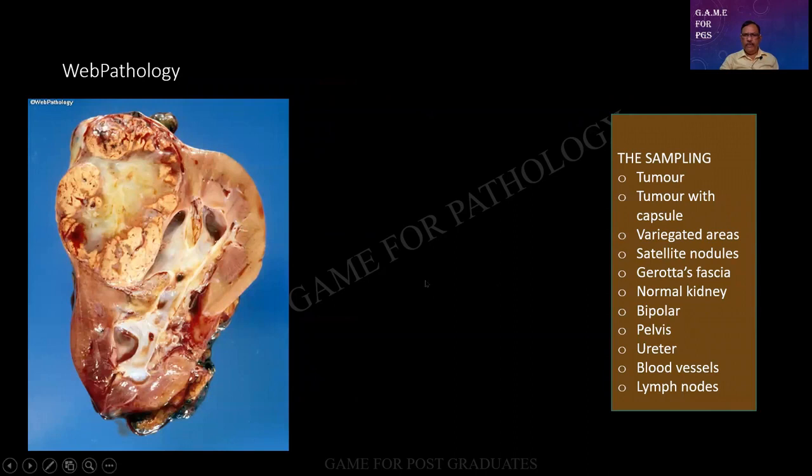So this is from web pathology. I had mentioned over here, what are all the areas? The fascia, etc., the normal kidney. Along with that, the ureter, the pelvis, lymph nodes, blood vessels.